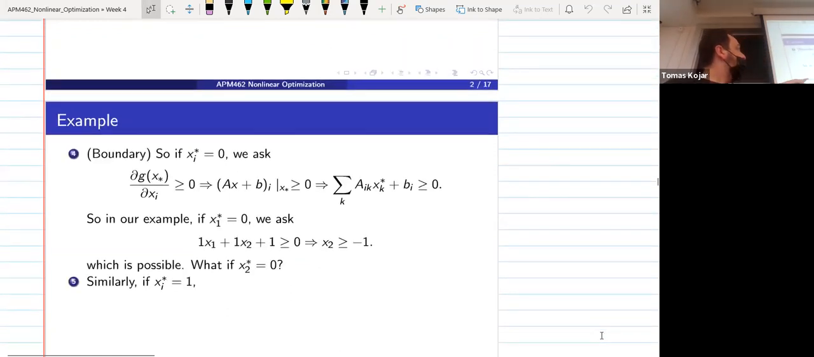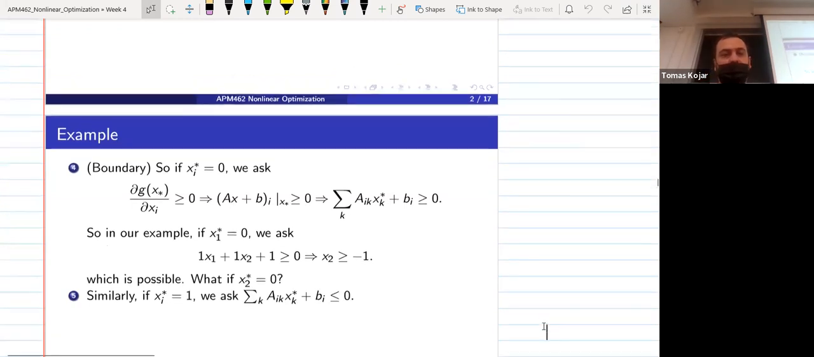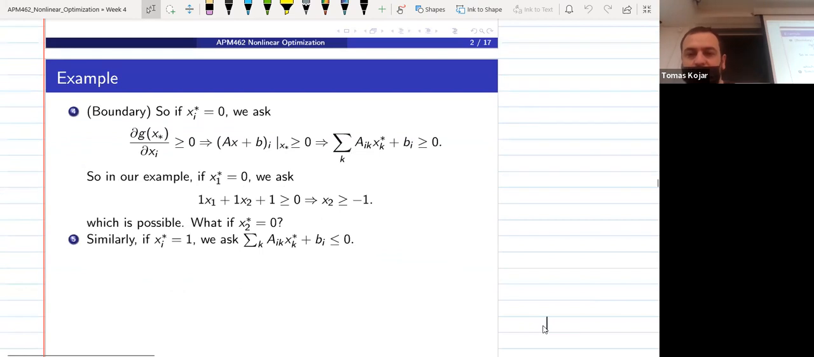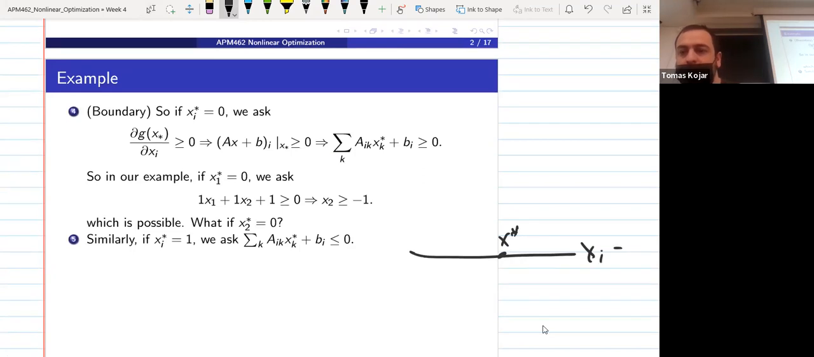So now if xi is equal to 1, then you're asking for the partial to be negative. Why is that? Because now you're at the upper bound. And now in order for this to be a local min and for you to stay in, you need to be going like this. Is that okay?